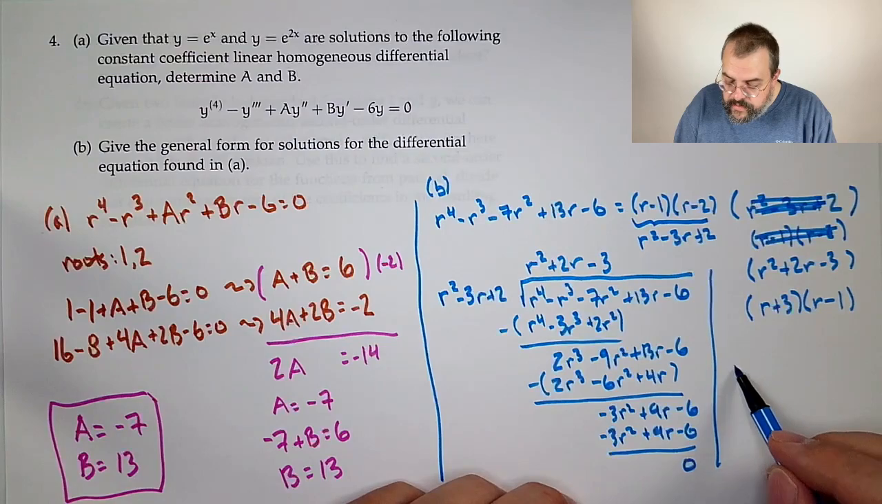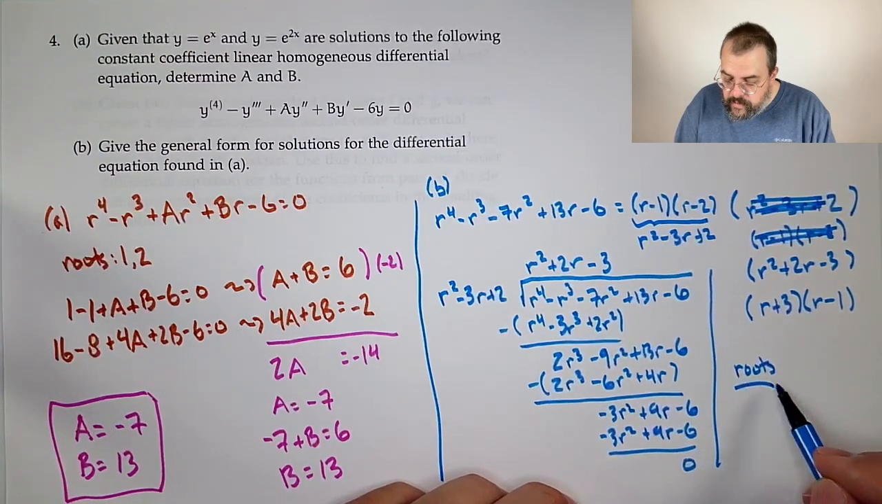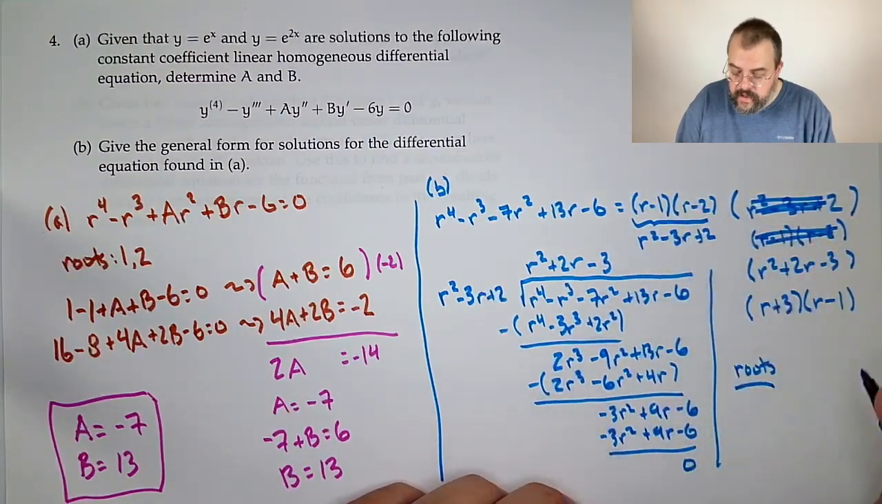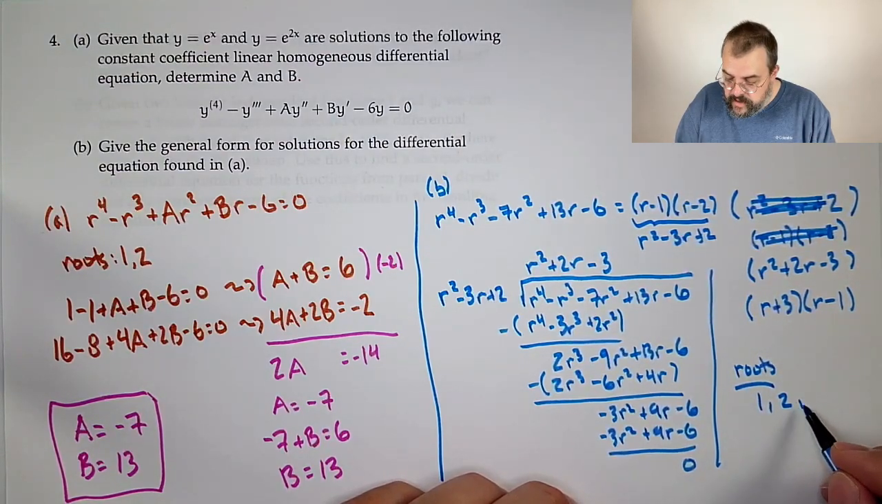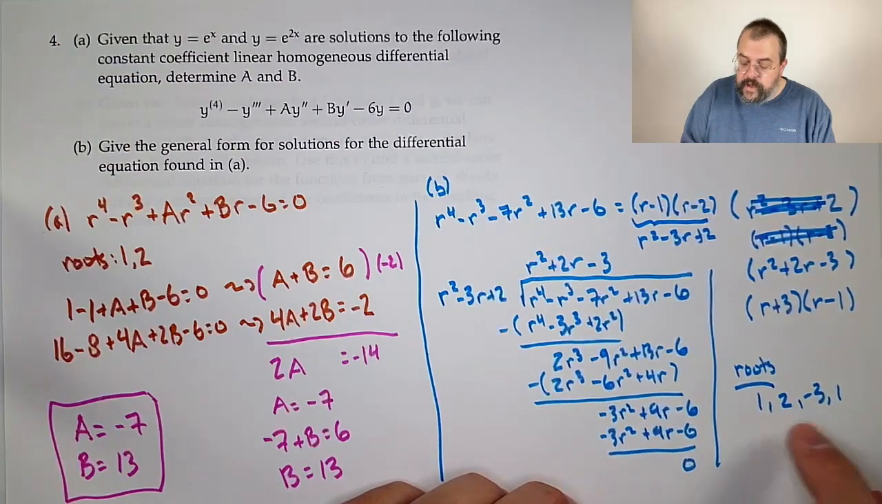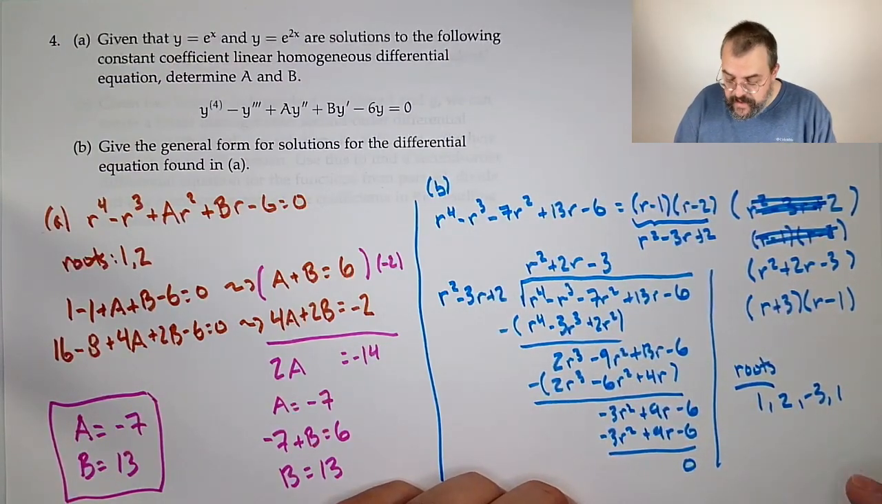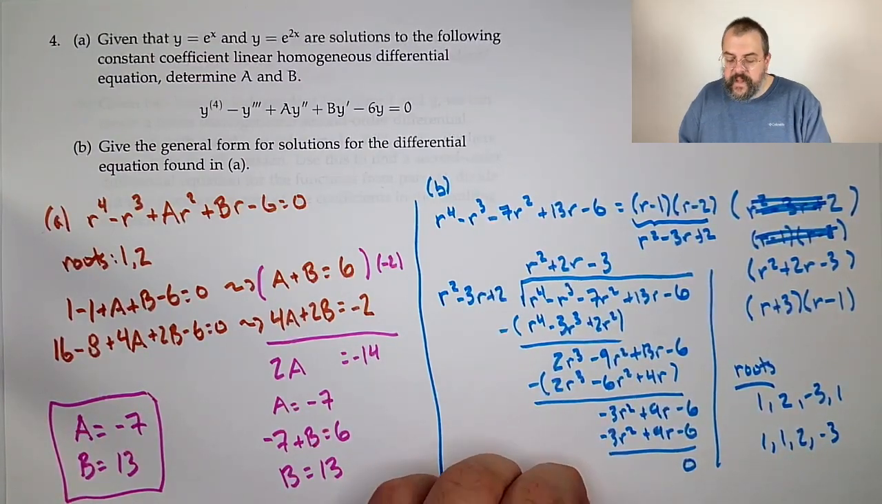So, what are the roots? Well, there's the ones we knew about already, which are 1 and 2, and then the other ones were negative 3 and 1 again. So 1 is actually a repeated root. So probably we should write it as 1, 1, 2, negative 3.